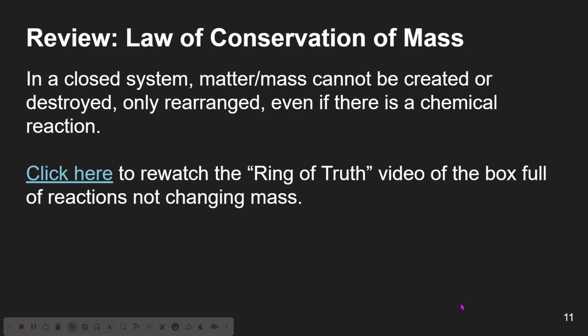Now moving on, in order to get to the balancing piece, we need to review the law of conservation of mass, or matter, which states that in a closed system, matter or mass cannot be created nor destroyed, only gets rearranged even if there is a chemical reaction. And for a little review, feel free to watch the video in the Ring of Truth where we saw a series of chemical reactions taking place in a closed box, yet the mass did not change.